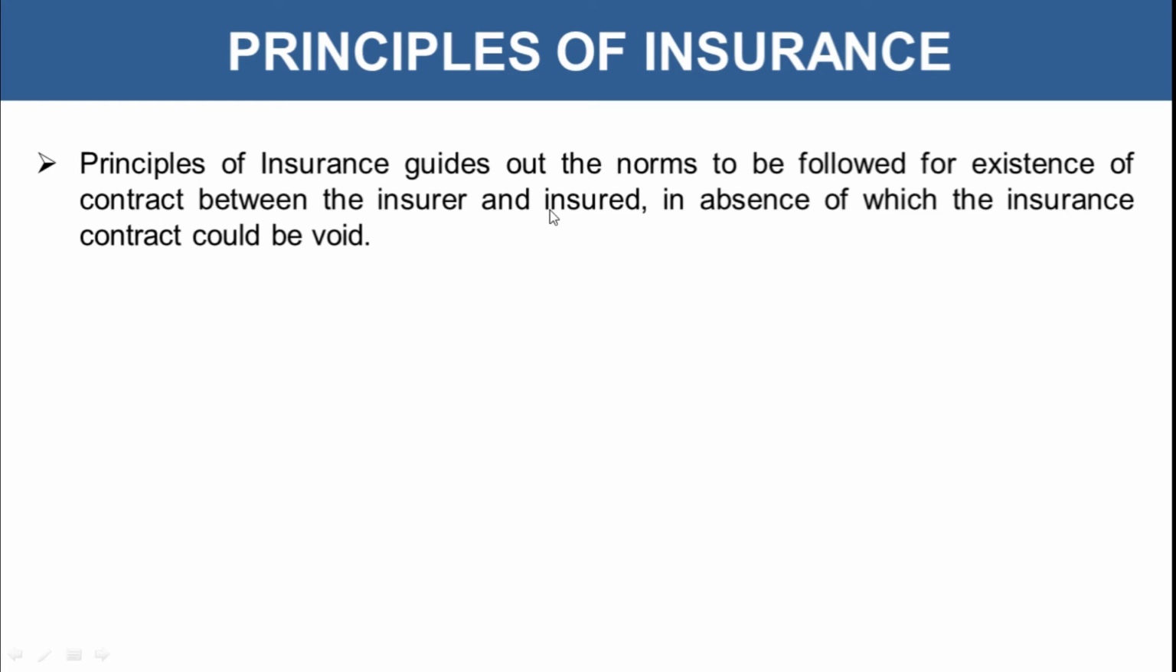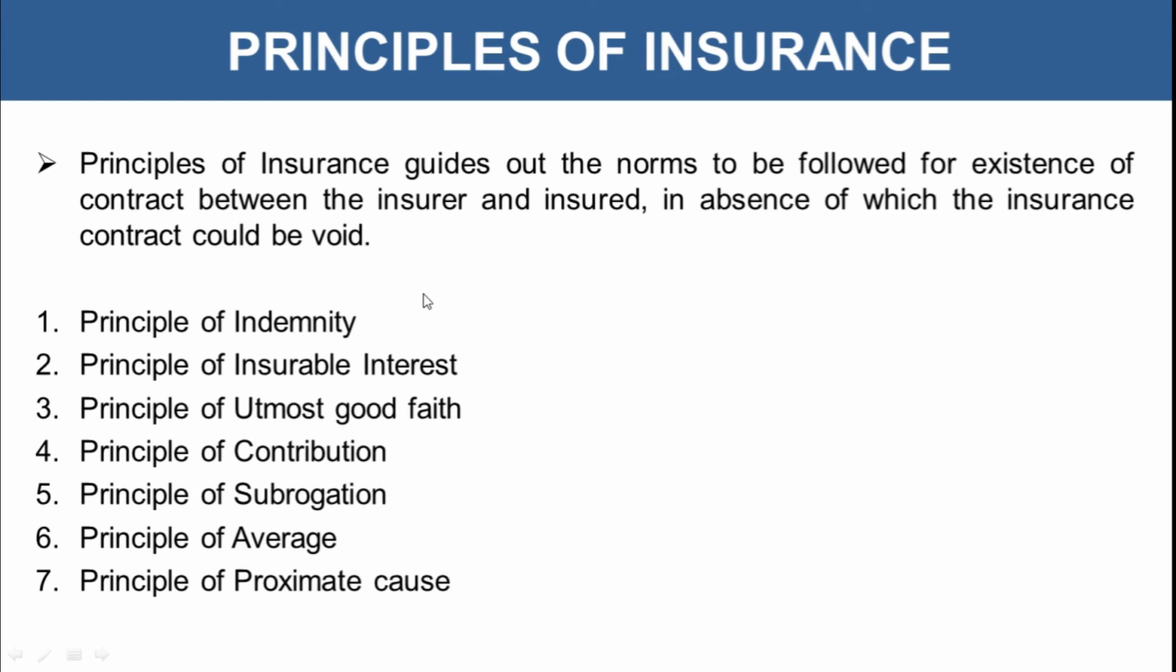Now coming to principles of insurance. Principles of insurance guide out the norms to be followed for existence of a contract between the insurer and the insured, in absence of which the insurance contract could be void. So principles of insurance are setting out the norms, the rules that should be there in any insurance contract. In case it's not there, those insurance contracts could be called void, or that could be nullified. So for an insurance contract to be legal, it should be according to these principles which are set out.